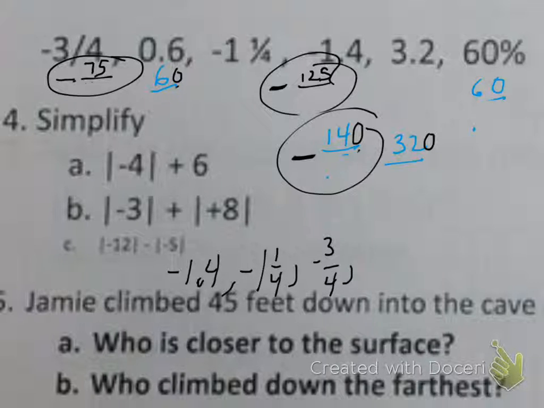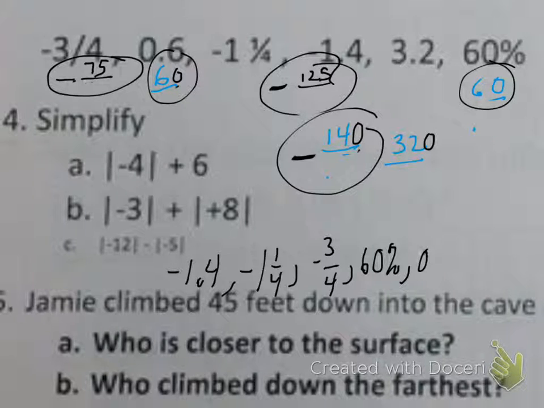Then our next one, now we're counting up. Both of these are 60, so we can have it, once again, either way. So 60% and 0.6, or these could be switched. And then of course, 320 is our largest number, so 3.2.